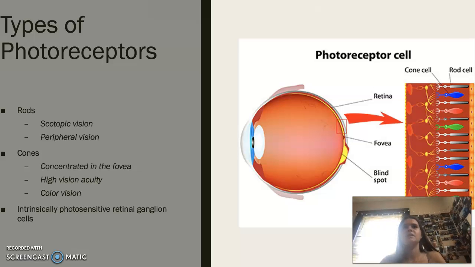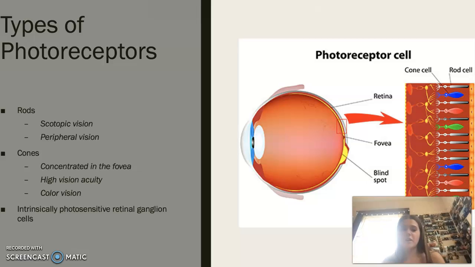So starting off with rods, these are responsible for scotopic vision and peripheral vision. What this means is that scotopic vision is times of low light, such as at night. So rods really help with this type of vision, as well as peripheral vision, which is seeing everything in our periphery.